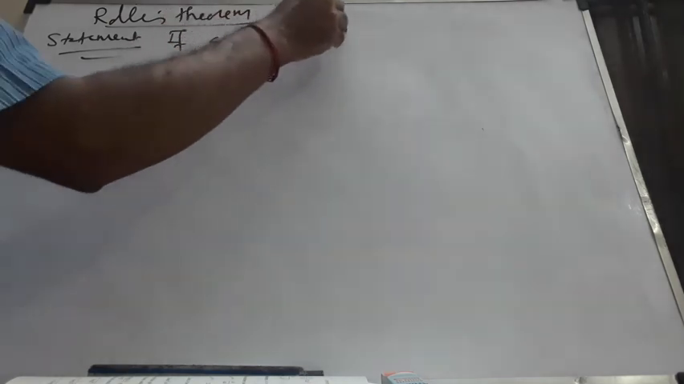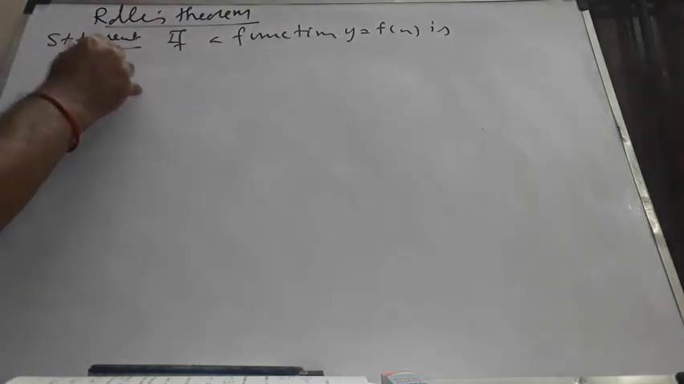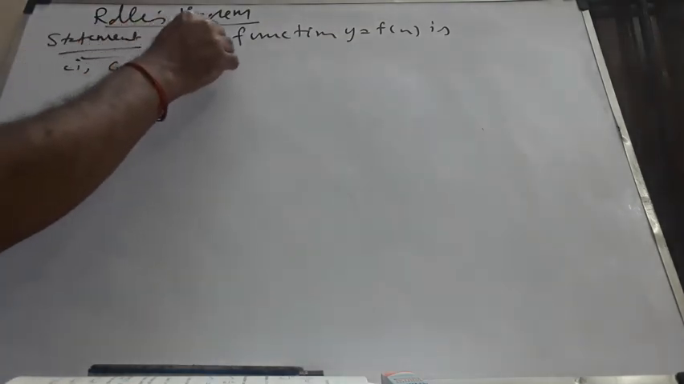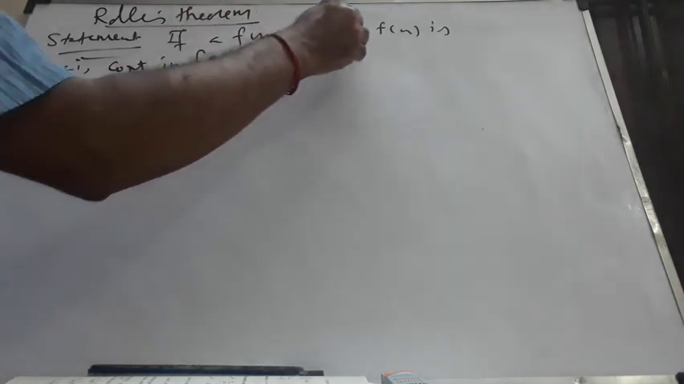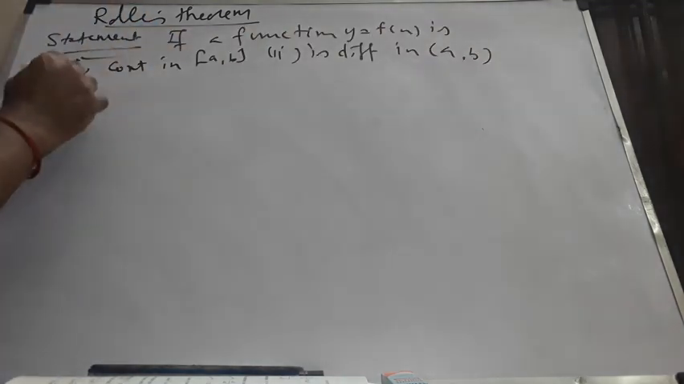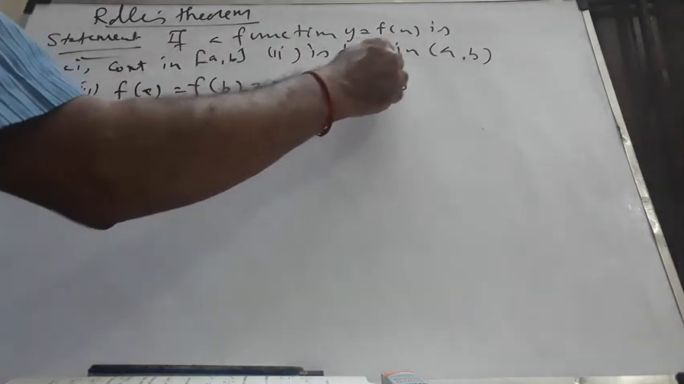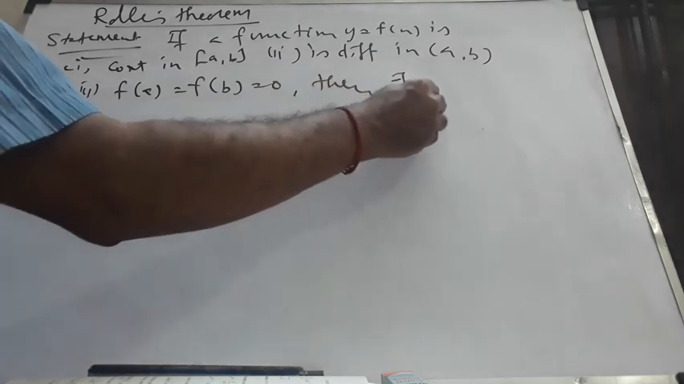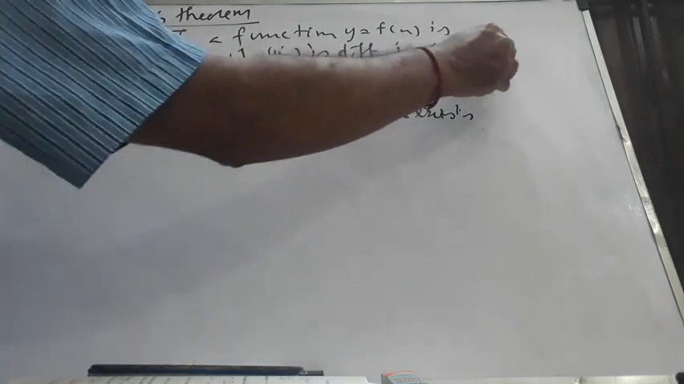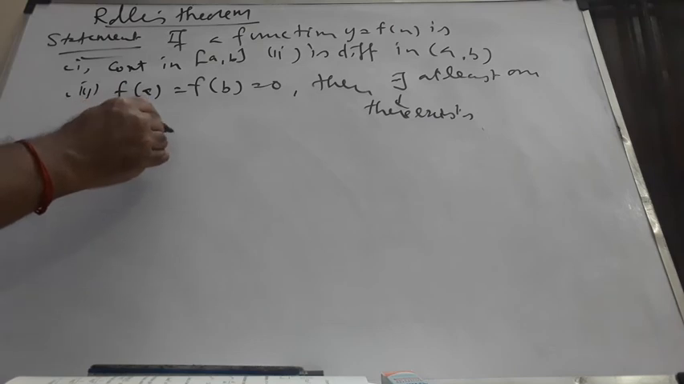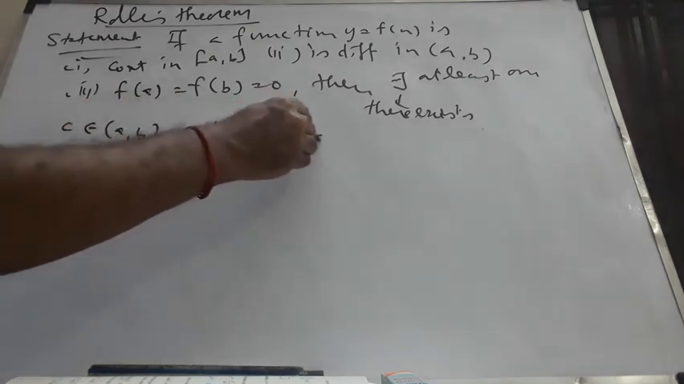Just listen carefully. Now let me think about the statement of Rolle's theorem. If a function y equal to f of x is, one, continuous in the closed interval a comma b, two, differentiable in the open interval a comma b, and third condition, f of a is equal to f of b is equal to 0, then there exists at least one c, element of the open interval a comma b, such that f dash of c is equal to 0.